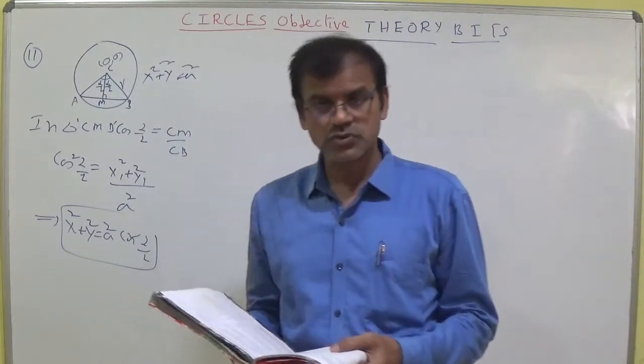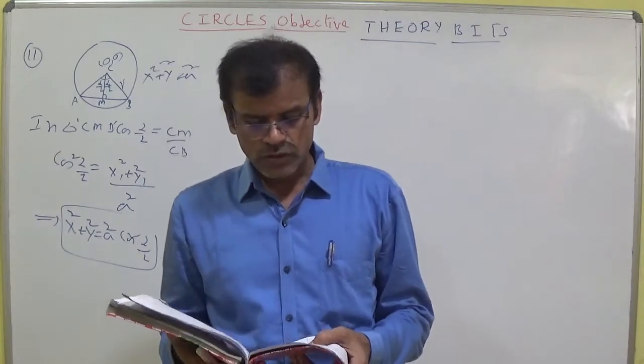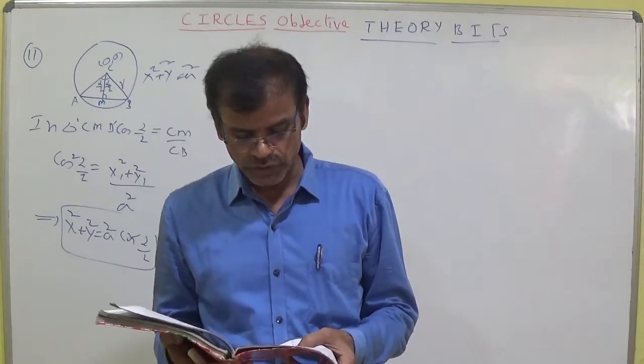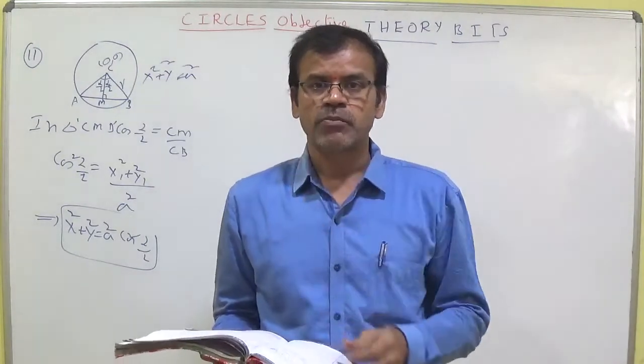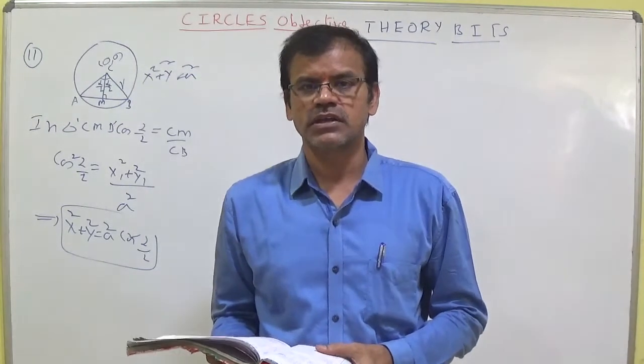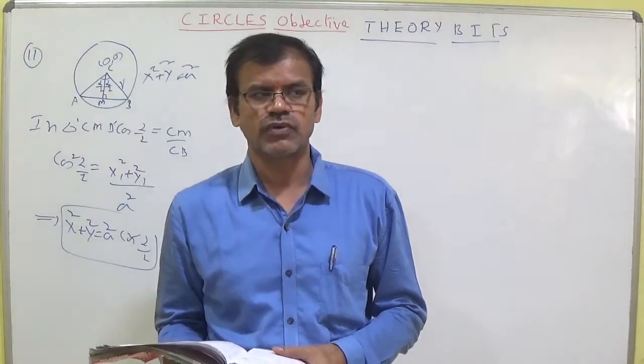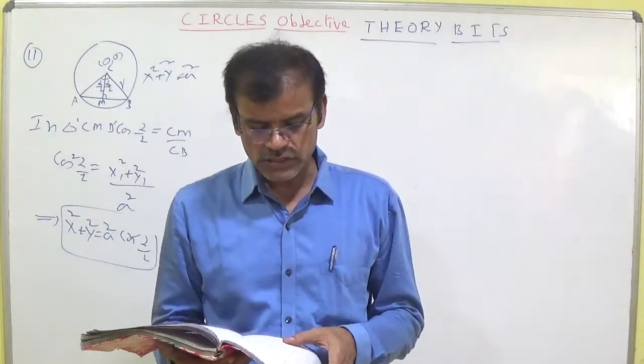Now let us discuss the 12th question. While we discussed the topic of pole and polar, I said that if the point is at the center of the circle, then the polar does not exist. True or false, I said. So here, it does not exist.